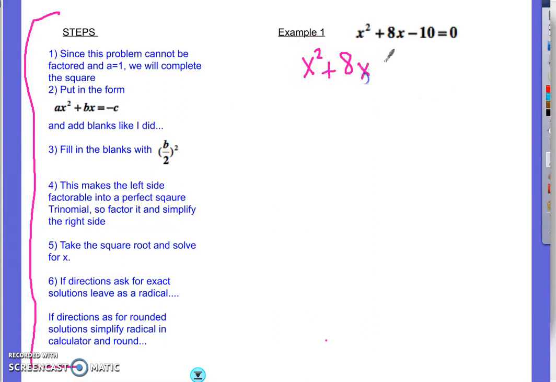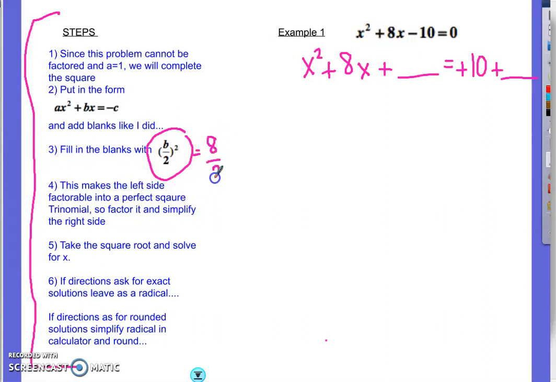If I move 10 to the other side, I'm going to add a blank right there. If I move 10 to the other side, it's going to become a positive 10. Okay? And I'm going to add a blank right there. Okay, that's my first step, really, first step, even though it's step 2. To add blanks and put c on the other side. Okay. In those blanks, I'm going to put this simplified. Okay. So B is 8 in my problem. B is 8.